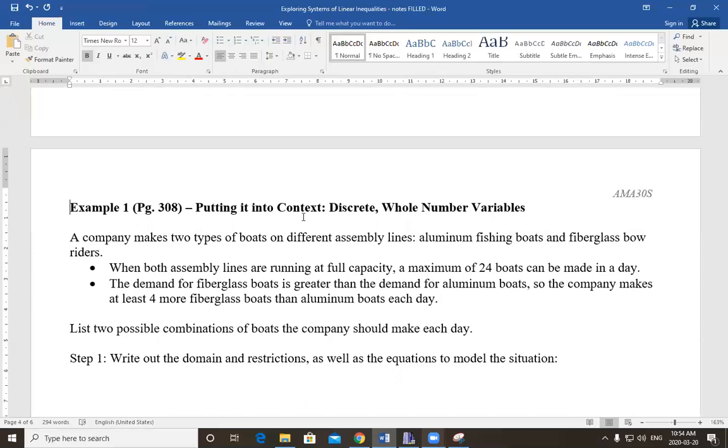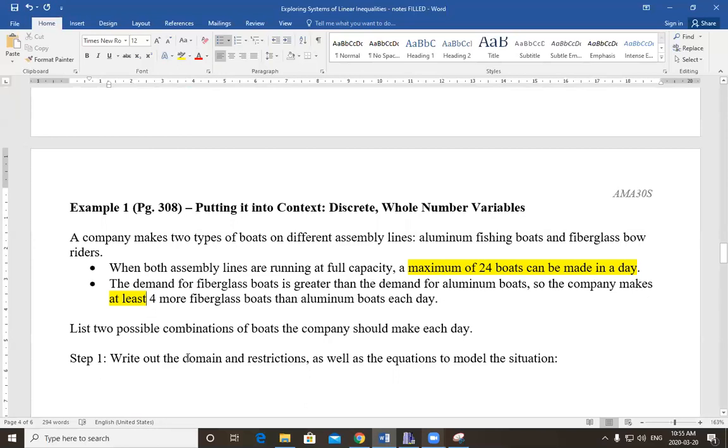So let's take a look here. A company makes 2 types of boats on assembly lines: aluminum fishing boats and fiberglass bow riders. When both assembly lines are running at full capacity, a maximum of 24 boats can be made in a day. So that's important. That's telling us the maximum production capacity. The factory cannot make any more than 24 boats. The demand for fiberglass boats is greater than the demand for aluminum boats, so they need to make more fiberglass boats than aluminum boats. So the company makes at least 4 more fiberglass boats than aluminum boats each day.